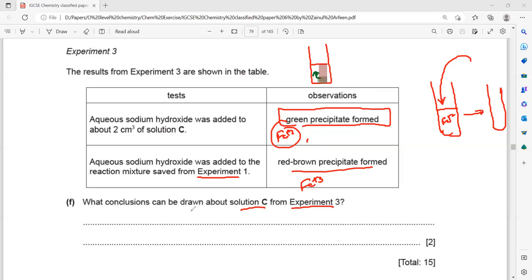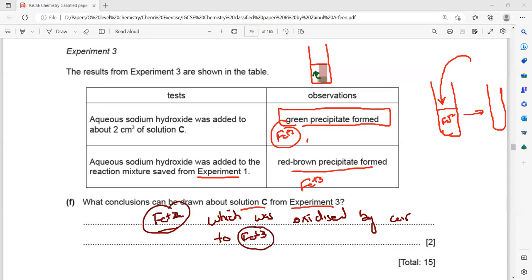So what conclusion can we draw? We can say that there was iron 2 ion in the solution which was oxidized by air to iron 3. So iron 2 has turned into iron 3, or oxidized.